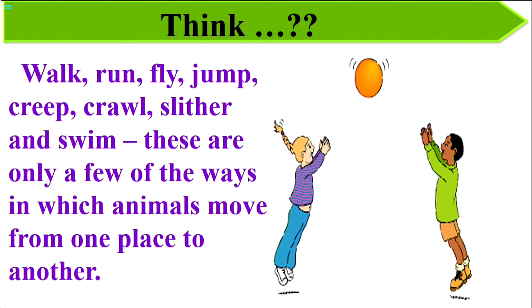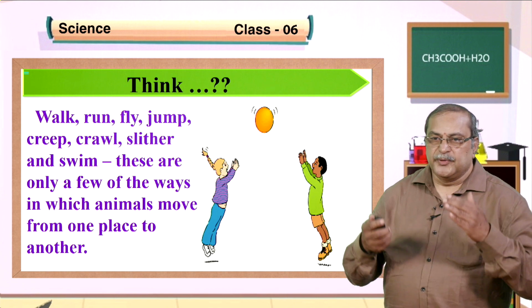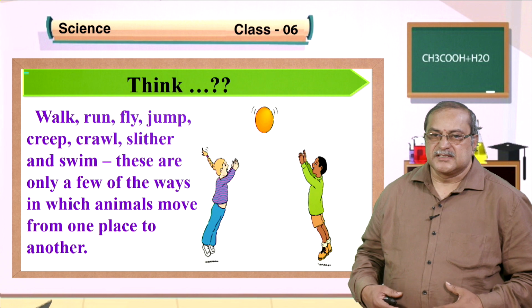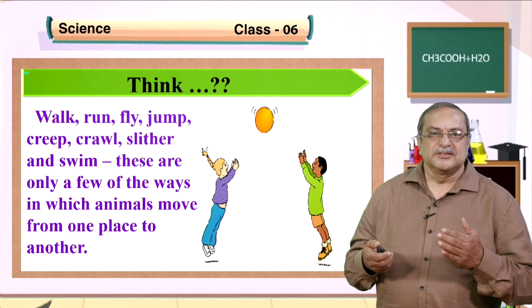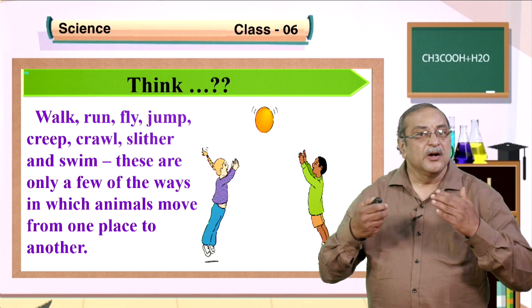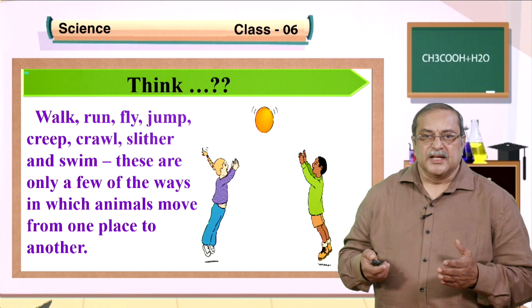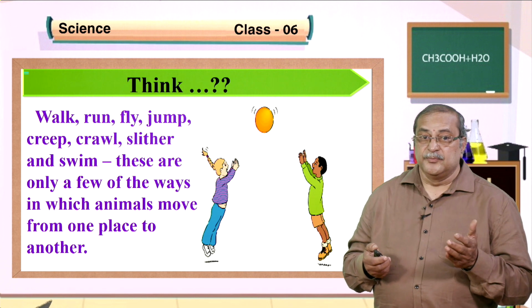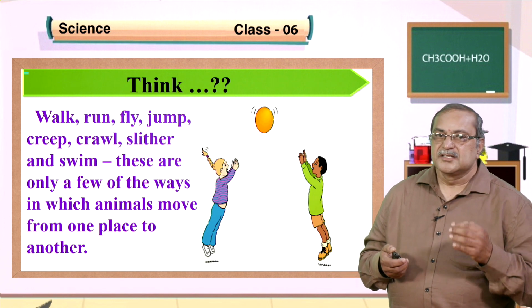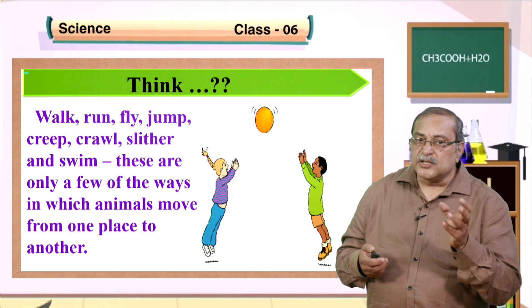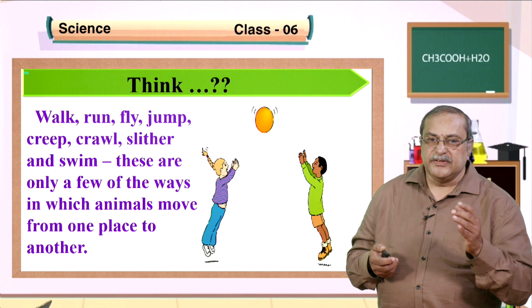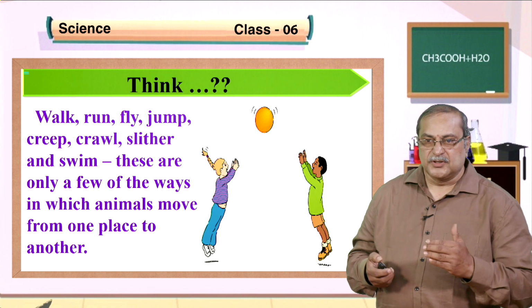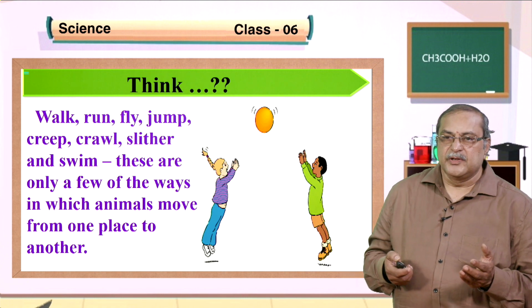Okay, think children, you have seen our skeleton, how it works, isn't it? The different parts, the bone structure inside our body, that's called the skeleton. So how the bones are arranged and how that will work, you have seen this one. Think now: walk, run, fly, jump, creep, crawl, slither and swim. These are only a few of the ways in which animals move from one place to another, isn't it? Think some more, any other way the animals will move?